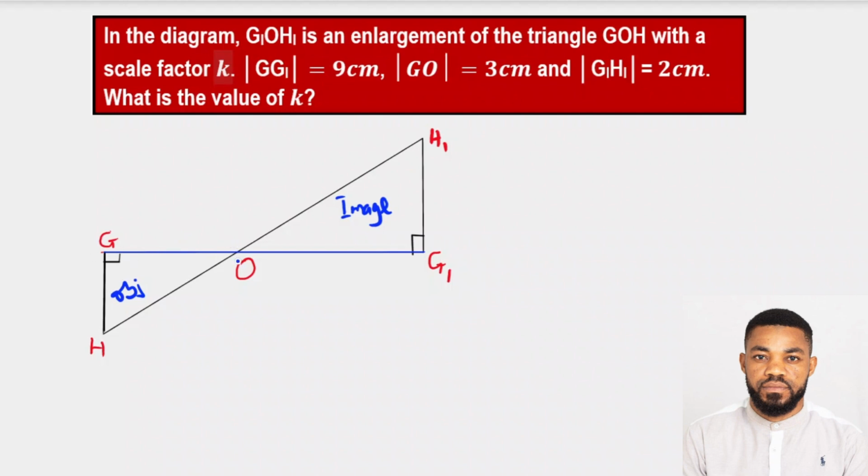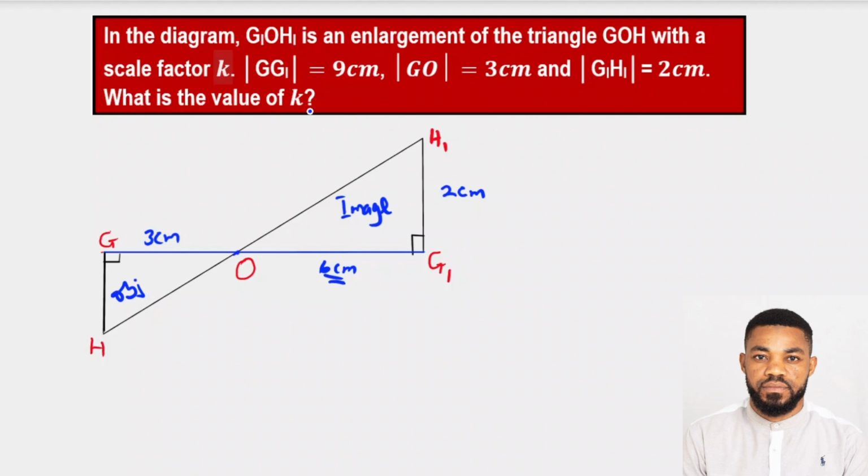That is from this point to this point is 3 centimeters. We have 3 centimeters here. And G1H1 is 2 centimeters. Now you should remember that G1O is 9 centimeters, from this point to this point. But from this point to this point is also 3 centimeters. That means that moving from here to this point is going to be 6 centimeters, because the sum of these two should give us 9 centimeters. So that's what you're supposed to know.